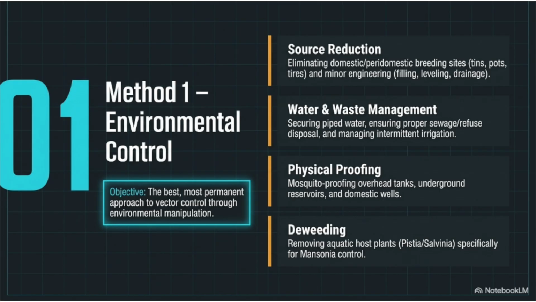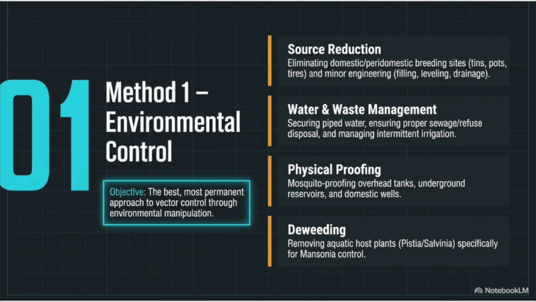Let us walk through the 6 methods that make up this integrated approach. The first method is environmental control, which is considered the best and most permanent approach to vector control through environmental manipulation. This includes source reduction, which means eliminating domestic and peri-domestic breeding sites like tins, pots, and tires, along with minor engineering such as filling, leveling, and drainage.